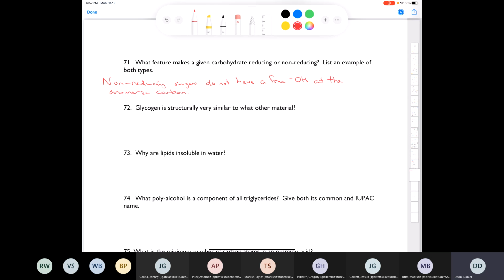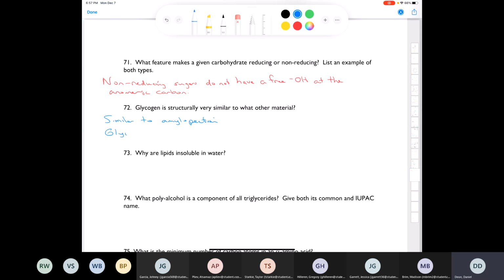Glycogen is structurally very similar to which compound? That would be amylopectin. They both have alpha 1,4 linked D-glucose molecules. They both have 1,6 branching. The difference is that glycogen's branches are more frequent and shorter.